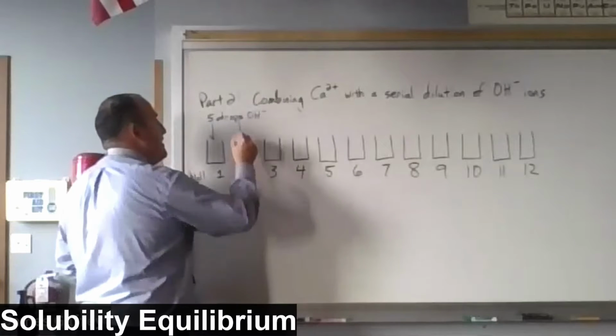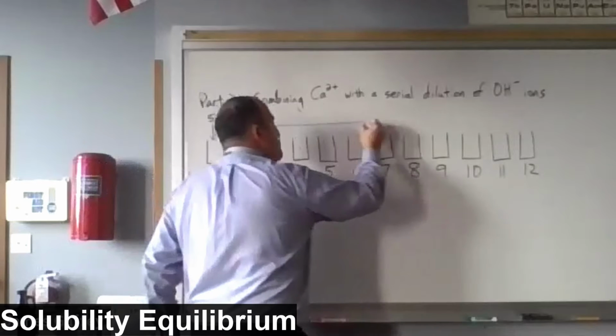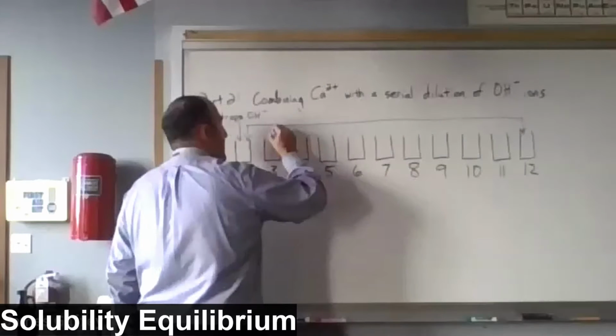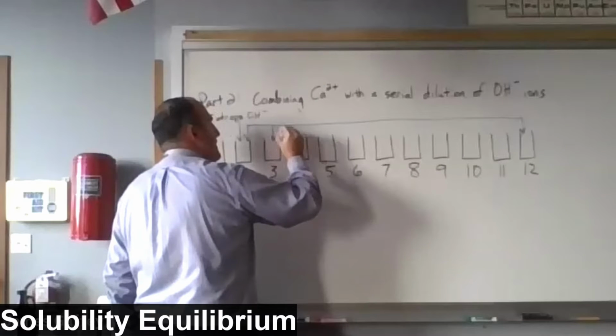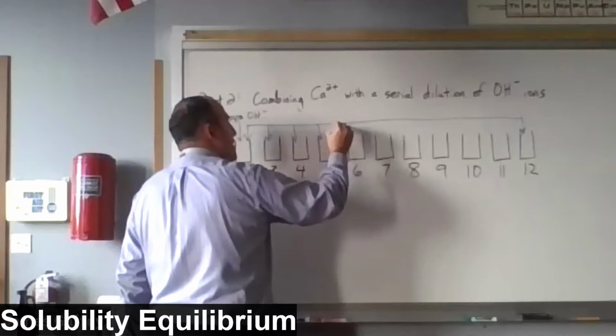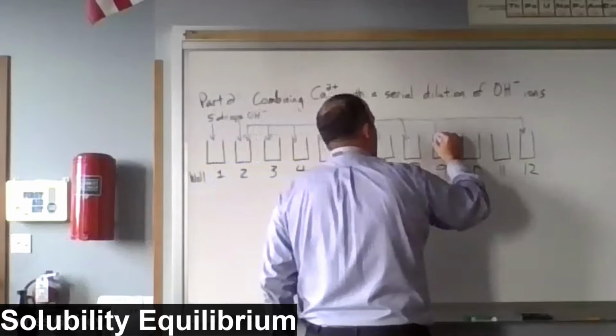To wells 1 and 2, we're going to add 5 drops of hydroxide, as provided by the sodium hydroxide solution. Then we're going to add to wells 2 through 12 5 drops of water, like what we did in the last serial dilution. Wells 2 through 12 are all going to receive 5 drops of water.